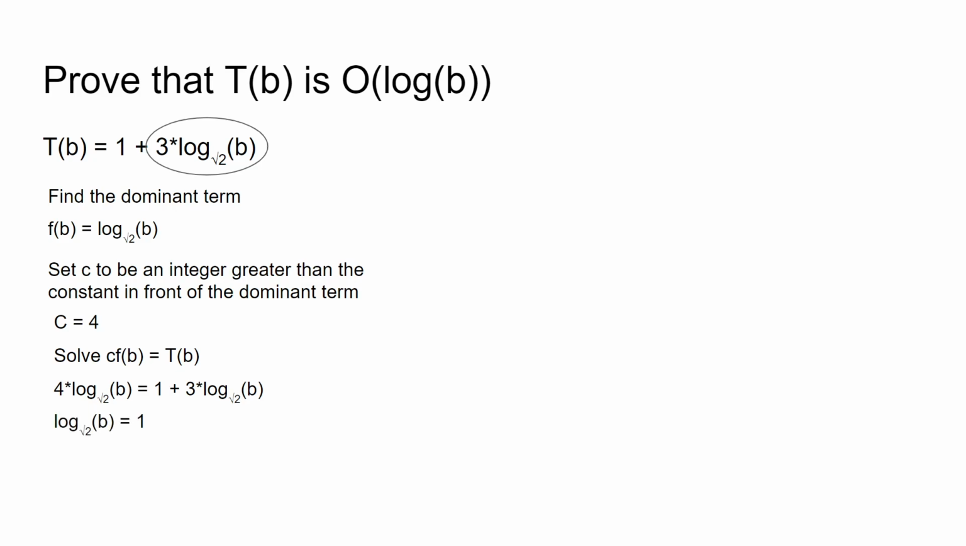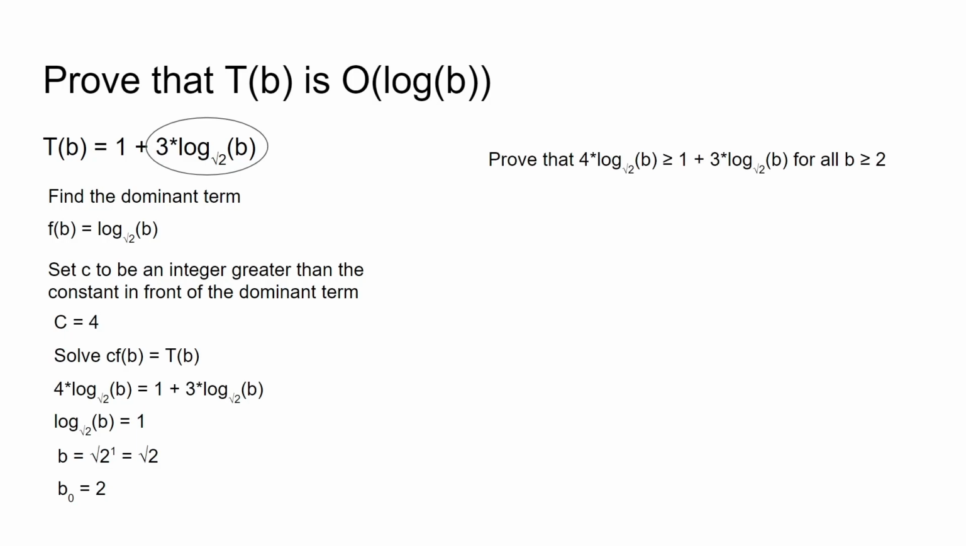And taking the square root of 2 to the power of both sides, we get b is equal to the square root of 2. And since b naught needs to be an integer, we will round up and set b naught equal to 2. Finally, we will prove that 4 log of b is greater than or equal to 1 plus 3 log of b for all b greater than or equal to 2.